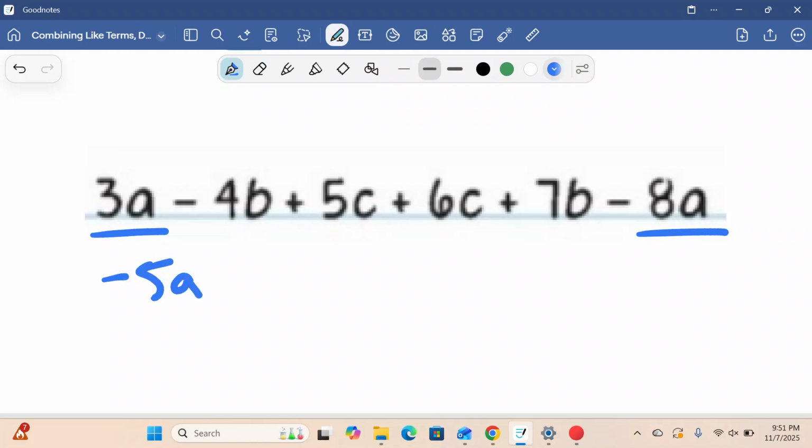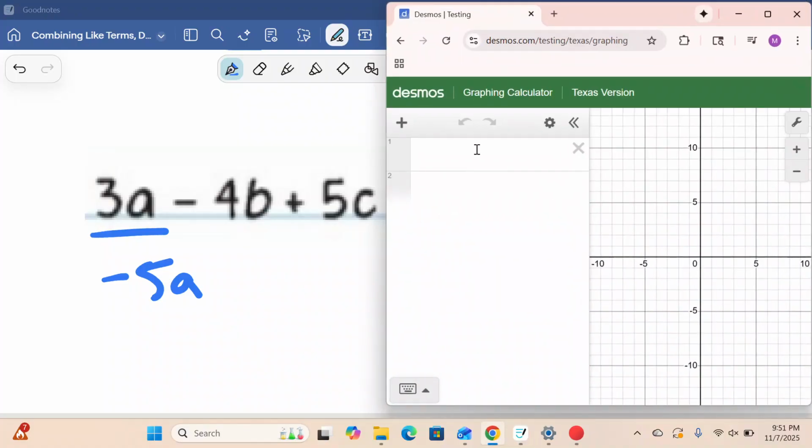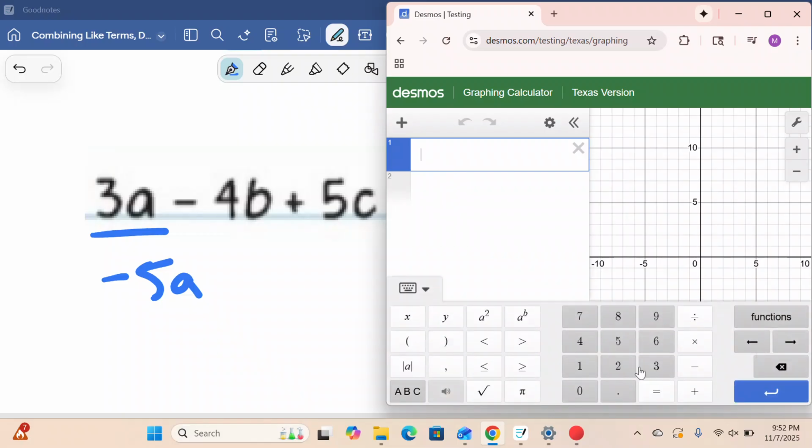Now, what happens if I don't know what 3 minus 8 is? So trusty Desmos will take care of that for us. I just pull out Desmos right here, get the keyboard out, and I say, what is 3 minus 8? That gives me a total of negative 5. So anytime you have a subtraction and you don't know what the answer is, all you have to do is input it into the Desmos calculator.